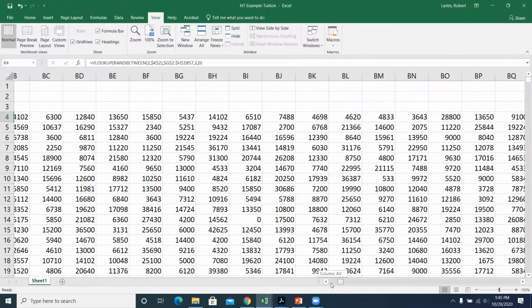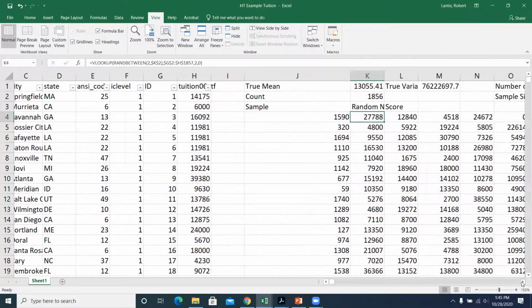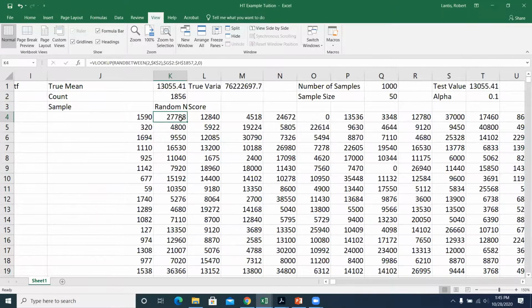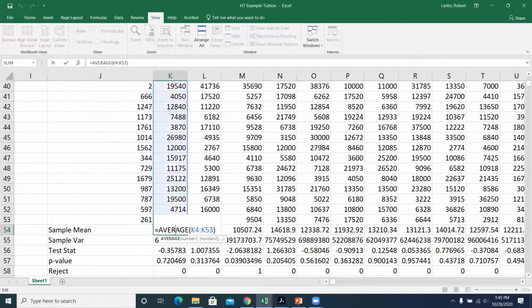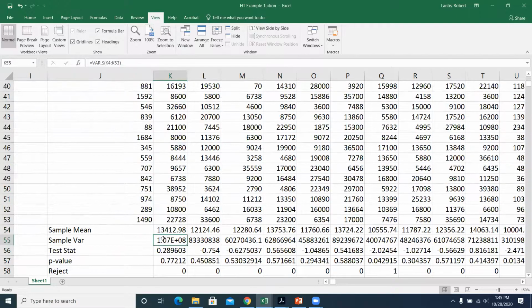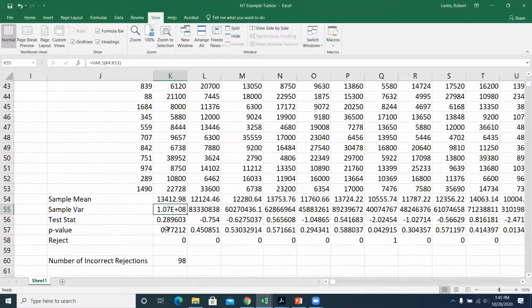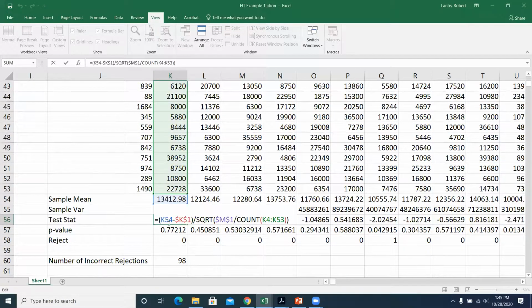So once I have those 1,000 samples, for each sample, I can find my sample mean, right? So here's my first sample. I just take the average, that gives me my sample mean, right? I could calculate my test statistic. Now what I did here was my test statistic will be the sample mean.